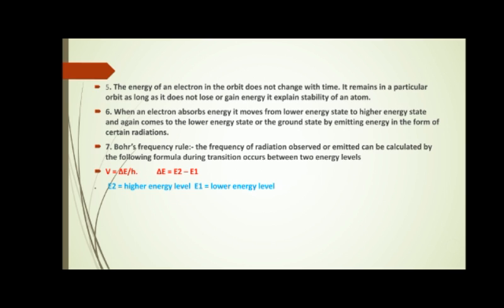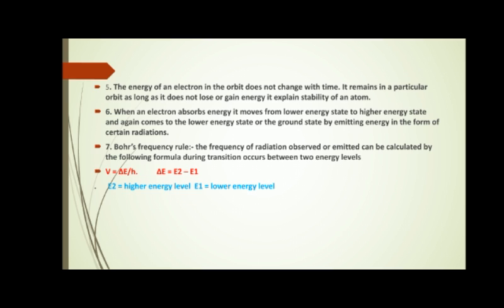Next postulate is the energy of an electron in the orbit does not change with time. It remains in the particular orbit as long as it does not lose or gain energy. It explains the stability of an atom. The next postulate is when an electron absorbs energy, it moves from a lower energy state to a higher energy state and again comes to the lower energy state or the ground state by emitting energy in the form of certain radiations.